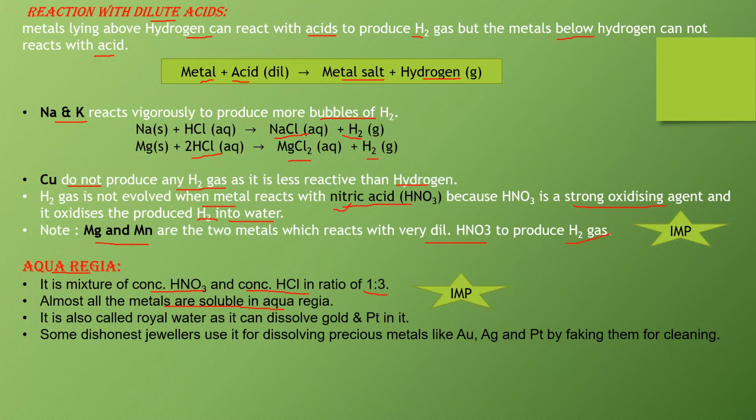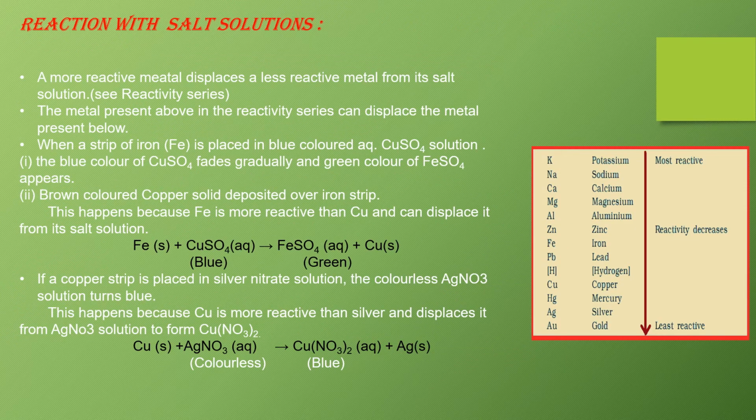Now it is also called royal water as it can dissolve gold and platinum in it, which are very less reactive metals. Now some dishonest jewelers use this aqua regia for dissolving precious metals like gold, platinum and silver by faking them for cleaning. Now the next is reaction of metals with salt solution.